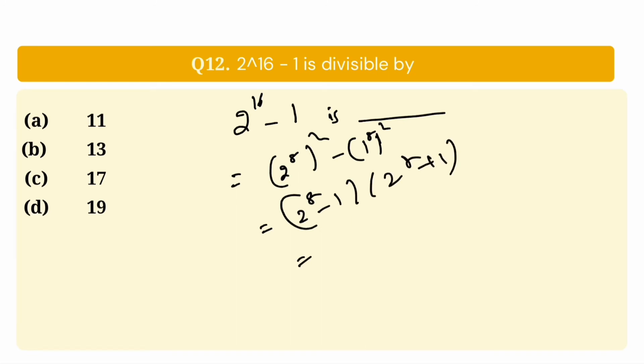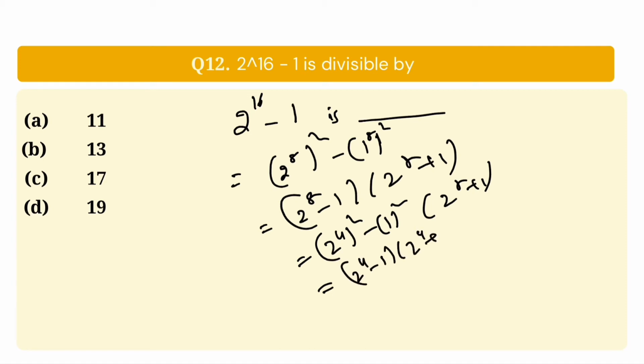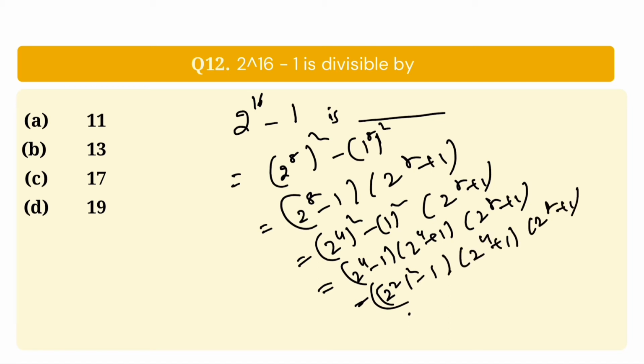Even this number we can write as 2 power 4 whole square minus 1 whole square into 2 power 8 plus 1. So which is equal to 2 power 4 minus 1 into 2 power 4 plus 1, into 2 power 8 plus 1. Now this 2 power 4 minus 1 again can be written as 2 whole square minus 1 into 2 power 4 plus 1 into 2 power 8 plus 1.